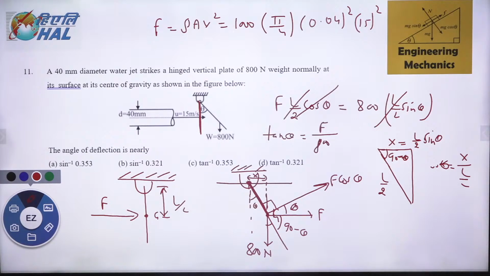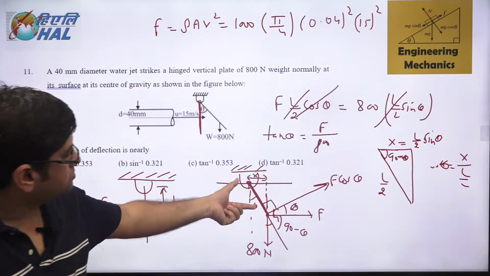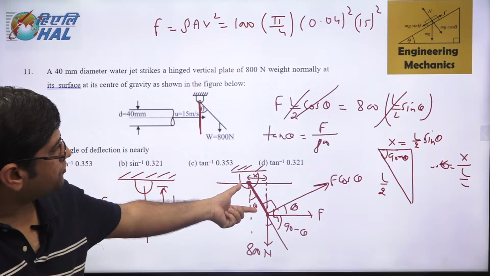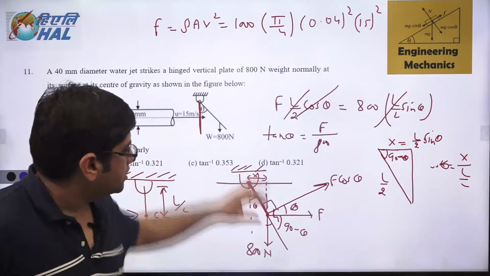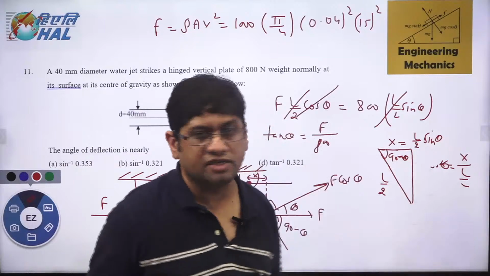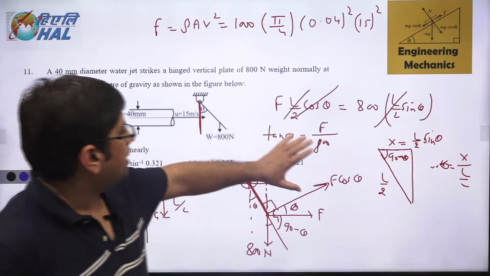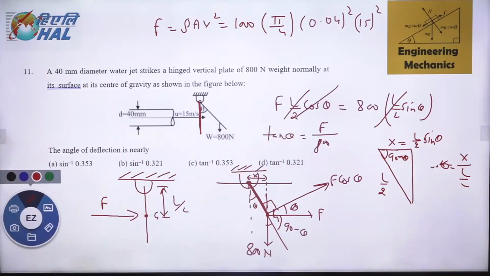Right? So see this carefully now what we have done. F cos theta is one force at distance L by 2. F into L by 2 cos theta, that is one moment. And this 800 Newton into X. What is X? L by 2 sin theta. L by 2 gets cancelled out. And this tan theta is F over 800. But what is the F?